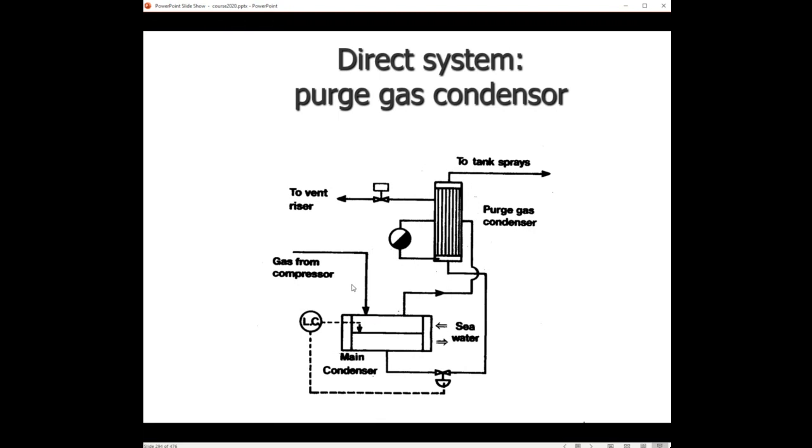Normally, this is a fully automated system, and a valve will open depending on the pressure inside the purge gas condenser. If it goes over a certain limit, it will open automatically, and these impurities will be sent to the vent riser. So with the purge gas condenser, you can separate cargo from impurities, which you cannot do with the main condenser.